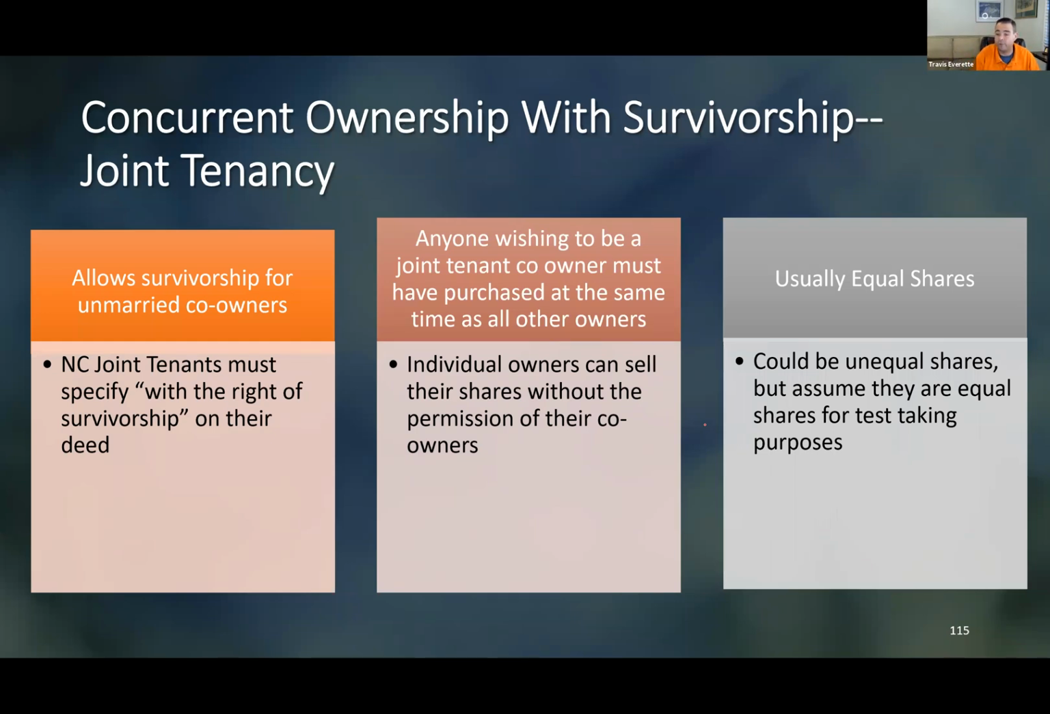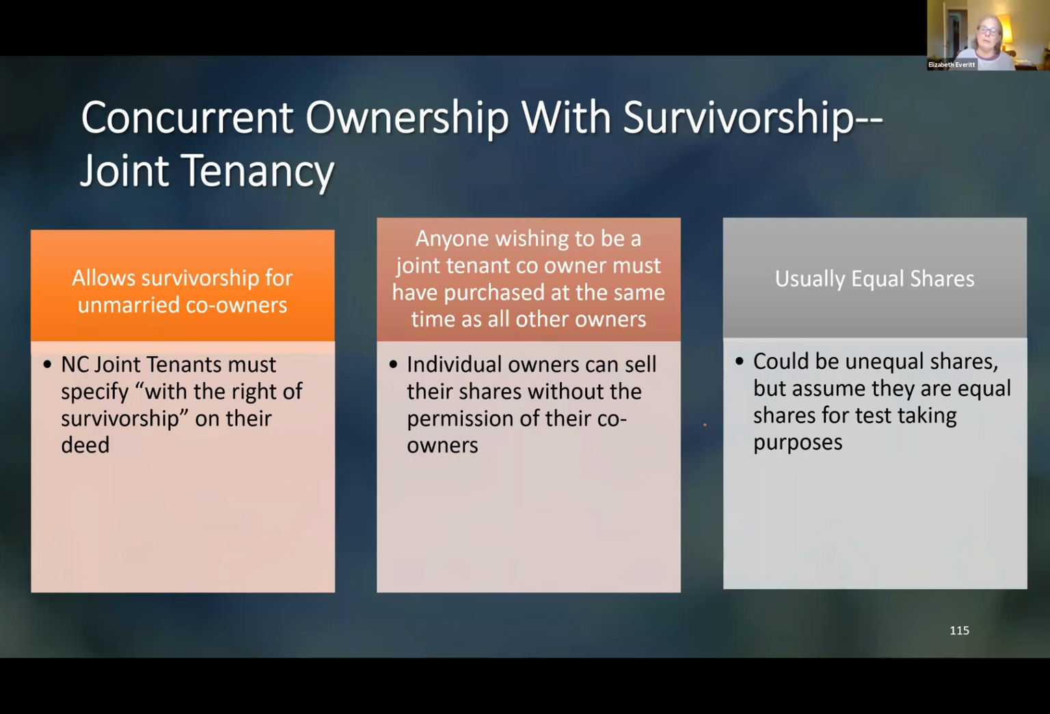Does that make sense for everybody? Yes. Okay. And of course, once you get to ownership in severalty, the property is going to transfer to whoever the heirs are of that one owner in severalty. Now, in North Carolina, we do say you have to put "with the right of survivorship" on the deed. But the truth is, nobody asks for joint tenancy unless they want survivorship.